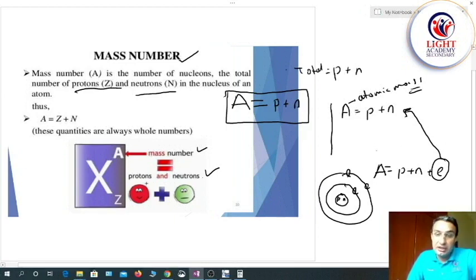Actually, as we studied in our previous class, one proton is almost 2000 times heavier than one electron. It means that the mass of an electron is almost negligible as compared to the mass of protons and neutrons. That's why we are not going to add it.